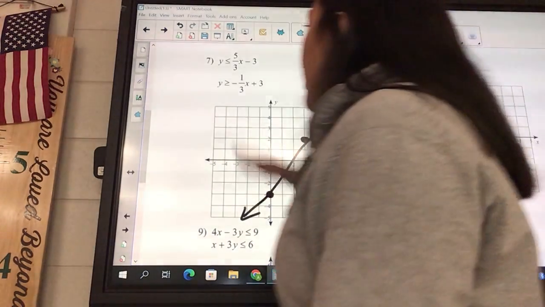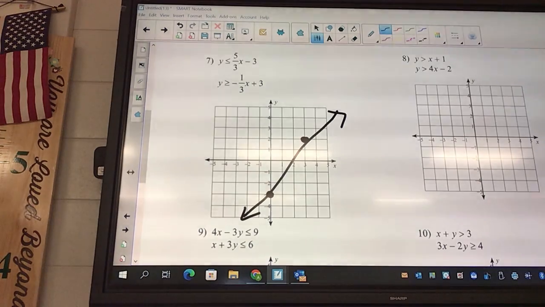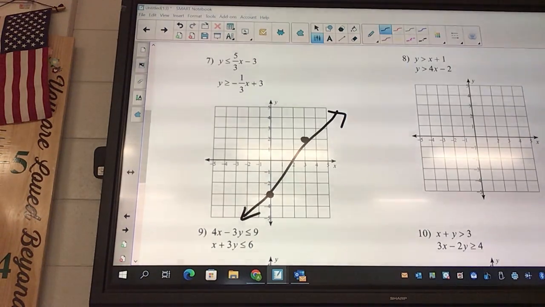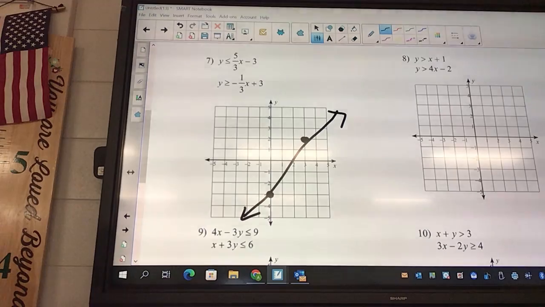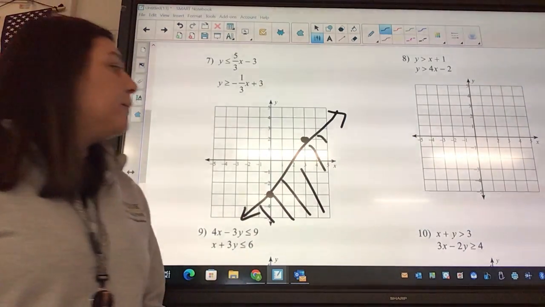And then this says y is what? Less than. So am I going to shade the -5 or the +5 side? -5 side. Do not shade too dark, because we still have to graph the other one.